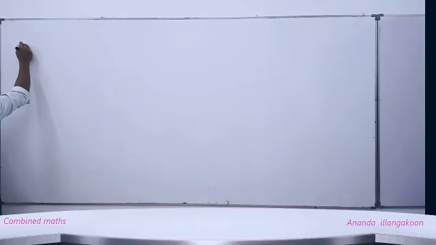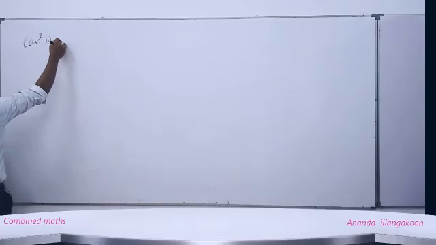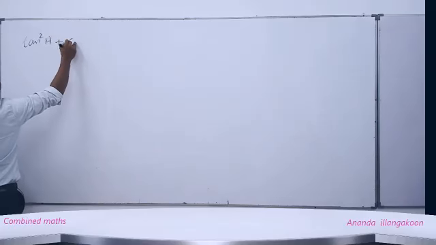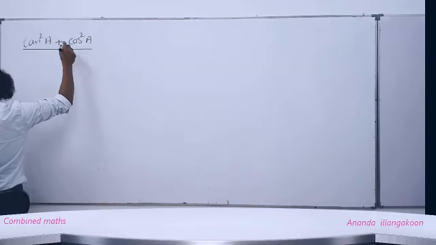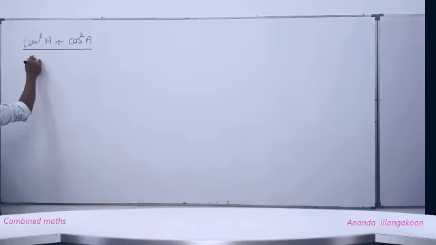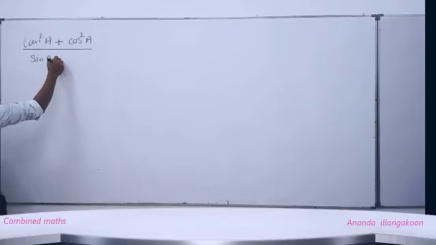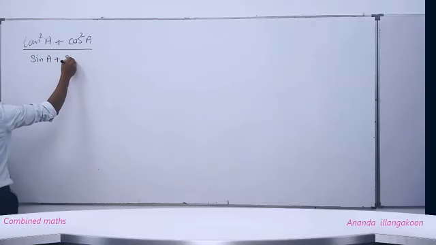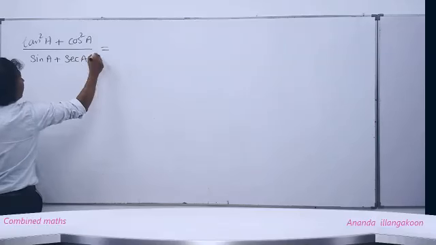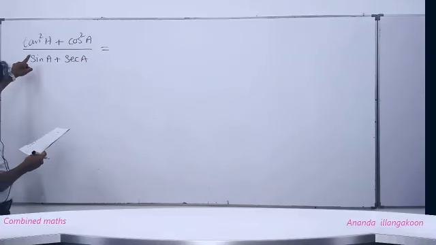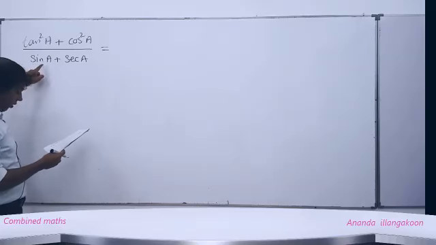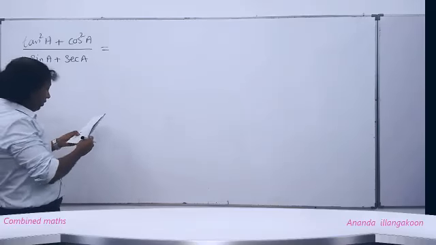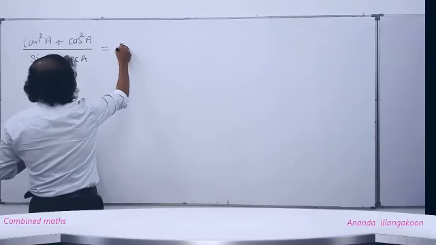Next one, this. It is tan squared A plus cos squared A, divided by sin A plus sec A. We have to prove that tan squared A plus cos squared A divided by sin A plus sec A is equal to sec A minus sin A.